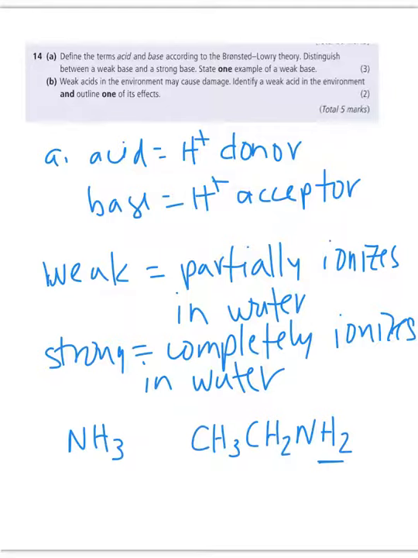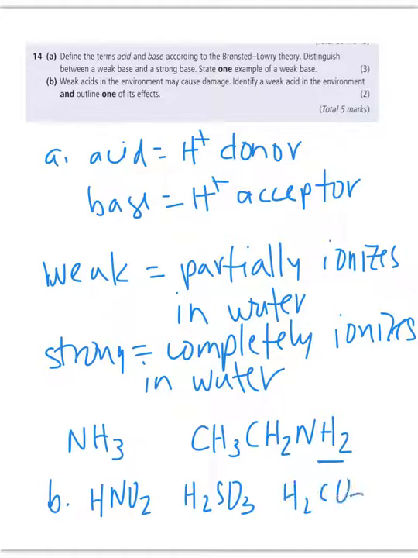And then part B, weak acids in the environment may cause damage. Identify a weak acid in the environment and outline one of its effects. So 3 common weak acids in the environment are HNO2, which forms from the NO emissions, but it's not as damaging as the HNO3. So then also H2SO3 can form, but isn't as damaging as H2SO4. And then, of course, carbonic acid, H2CO3, forms from the CO2 combining.